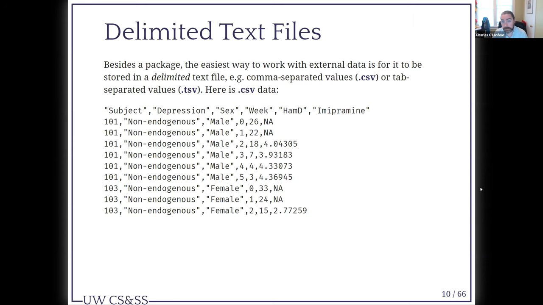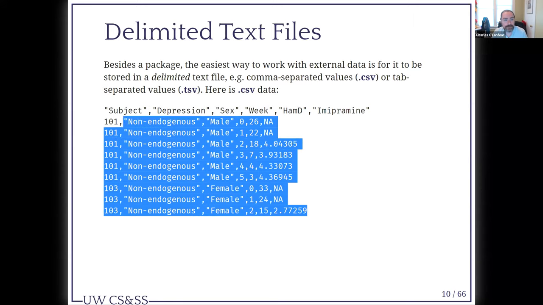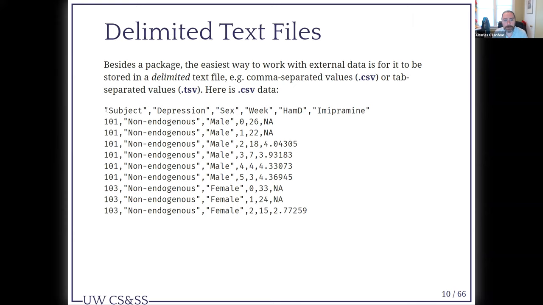If you open up a text file and it looks something like this, where you have some values, maybe quoted, maybe not quoted, separated by commas. At the end of a line, it looks like there's nothing and it goes to the next line. There's actually an invisible character here called the line break character. Anyway, this is comma separated value data because the individual values are separated by commas. The difference between this and TSV files is that instead of a comma, there's a tab. These are delimited files because the individual elements of the data are separated by some delimiter.